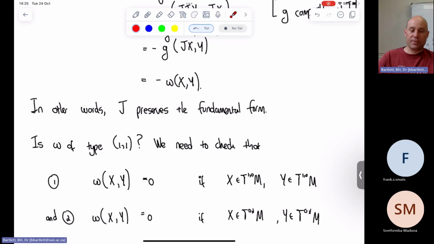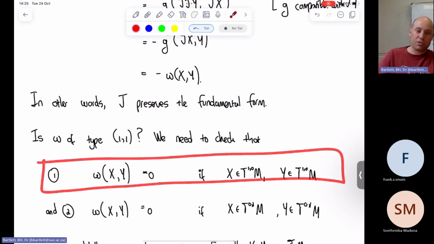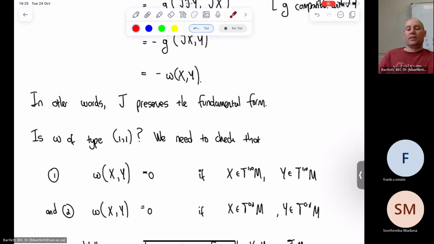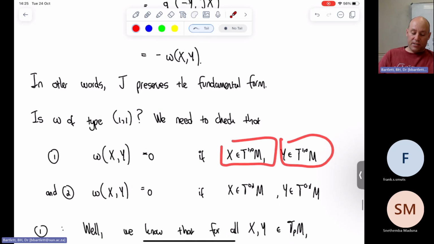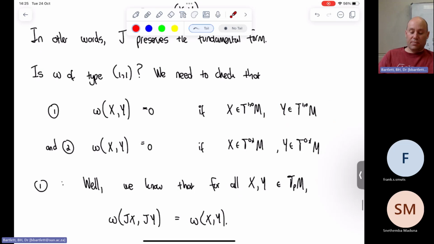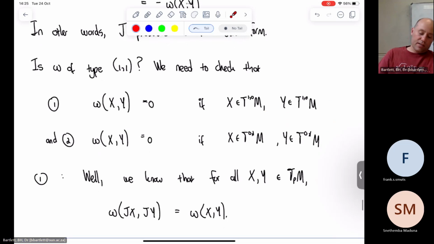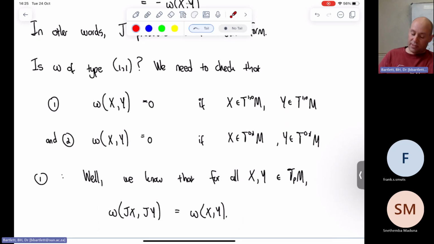I hope you believe me on that, but that's sort of natural to see. So this is what I have to prove, these two properties. Let's prove property 1. If I feed it vectors, each of type (1,0), then what does omega do? Well, firstly, no matter what vectors I feed it, omega satisfies this property here, right? Omega is compatible with J, as I showed a little bit earlier.